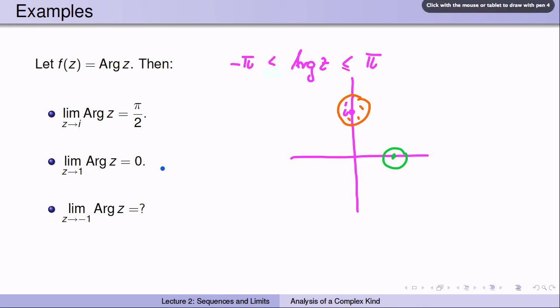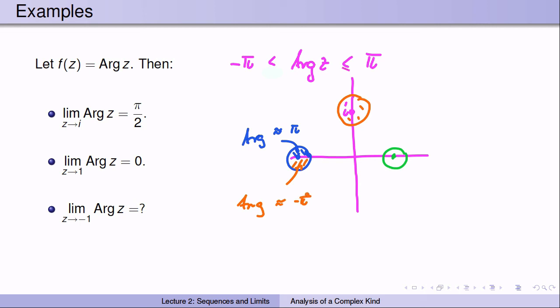But now, let's look at minus 1 and draw a little disk around minus 1. What happens? For points in the upper half of this disk, the argument approaches pi. It's a little bit less than pi, but its argument is pretty close to pi. On the other hand, for points in the bottom half of the disk, we measure negatively. The argument is almost minus pi. So down here, the argument is really close to minus pi. So as I make my disk smaller and smaller, below the x-axis, the argument wants to approach minus pi, but above the x-axis, the argument wants to approach pi. They can't agree. So there is no limit. This limit does not exist.